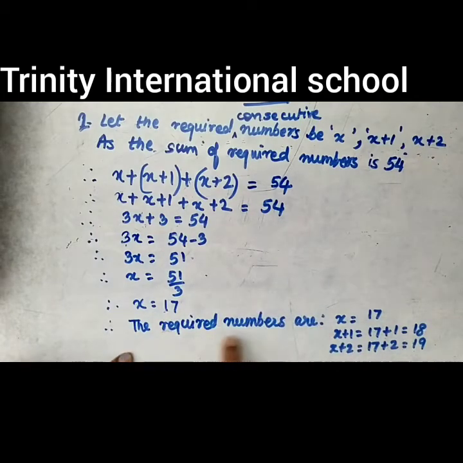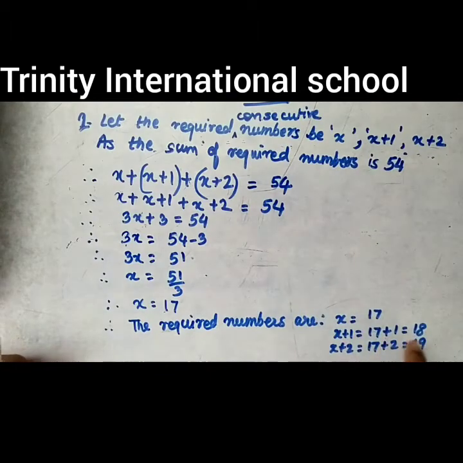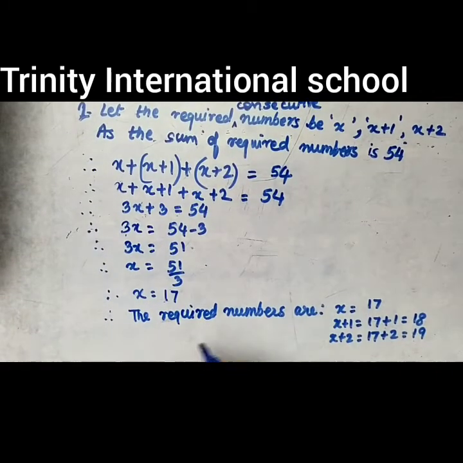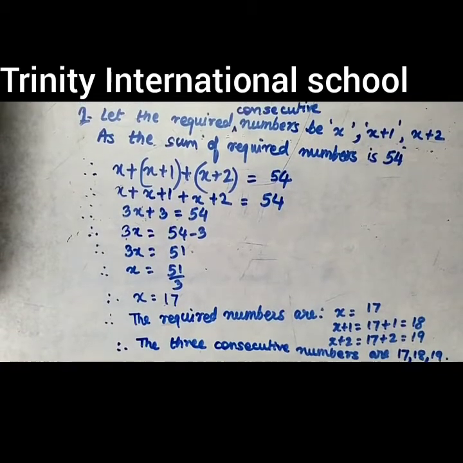So the required numbers are, to kya kya numbers ho gaye, x tha 17, x plus 1 is equal to 18 and x plus 2 is 19. So you can see 17, 18, 19. These are the three consecutive numbers. So you can write in the solution as therefore the three consecutive numbers are 17, 18 and 19. Okay. So this is how you have to solve the word problem.